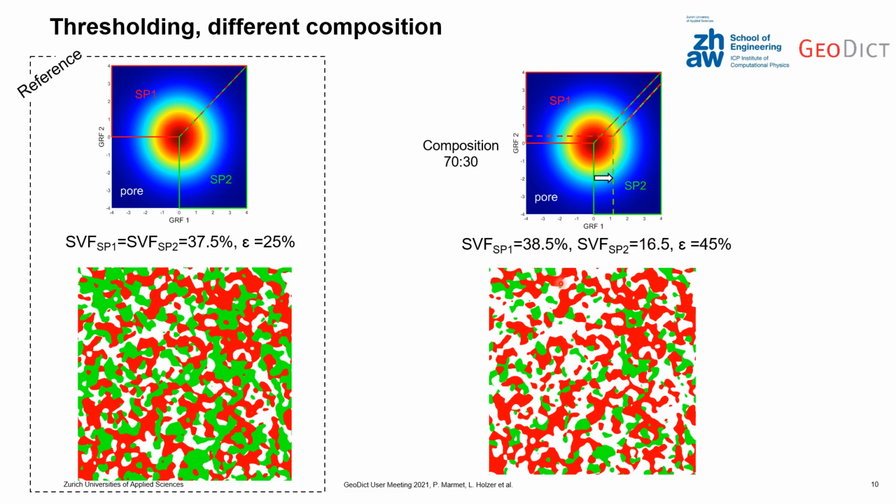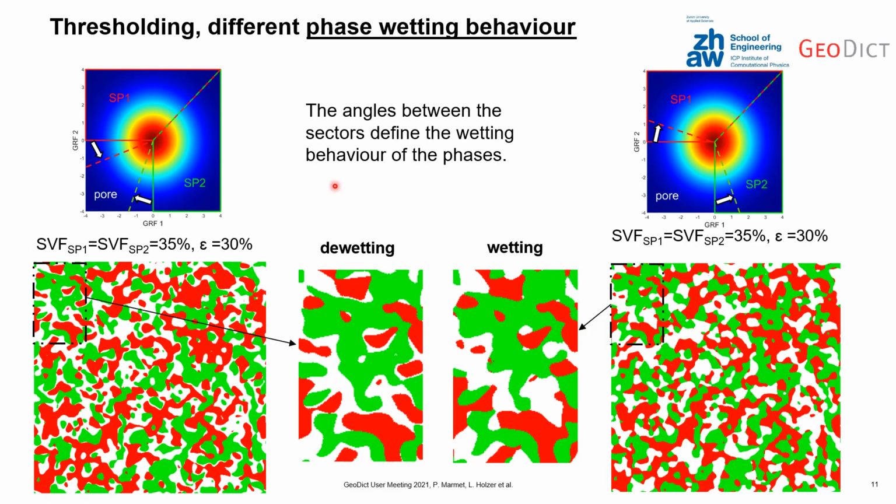In this example, we have a higher volume fraction for the solid phase 1, here red, and a lower for solid phase 2 in green. The wetting behavior of the phases can be controlled by the angles between these sectors. Here you have two examples. First, the de-wetting case, where the two phases touch only rarely, and here the wetting case, where the two phases are connected quite well.